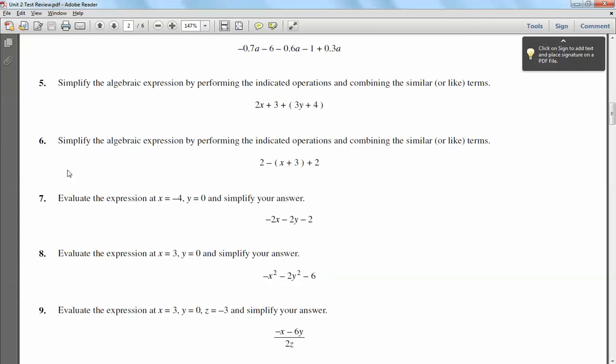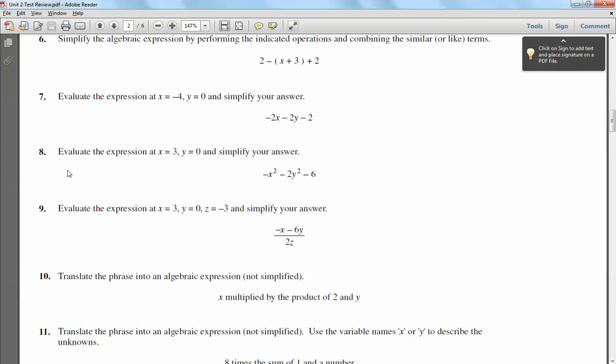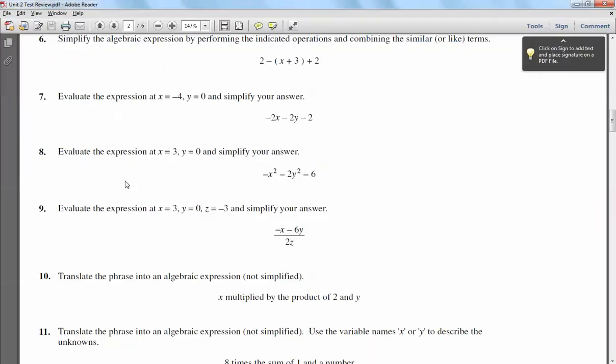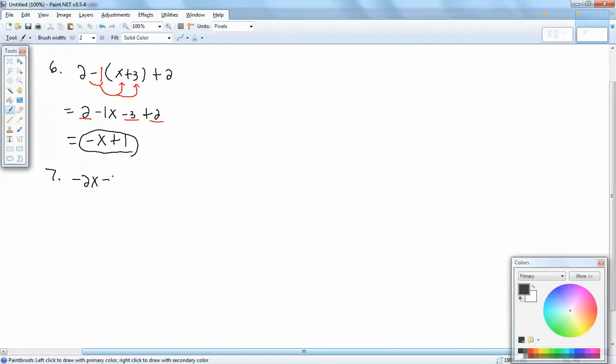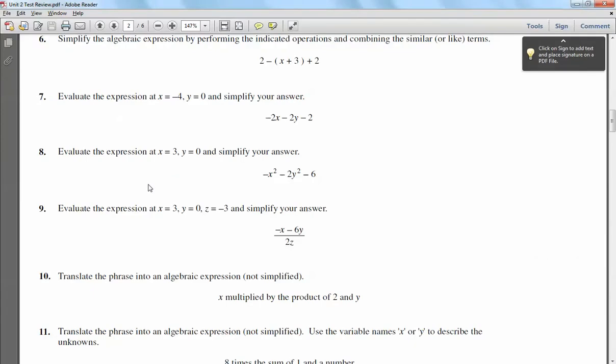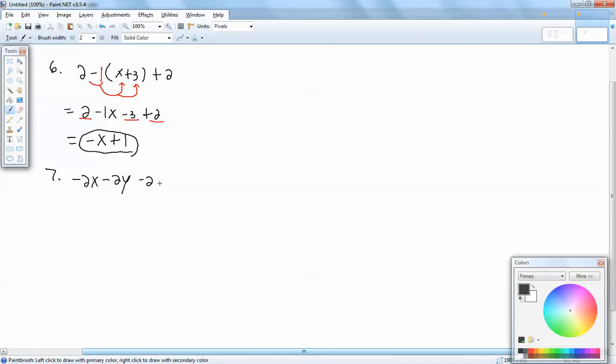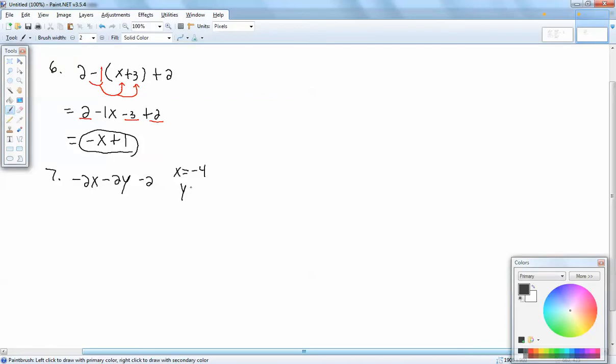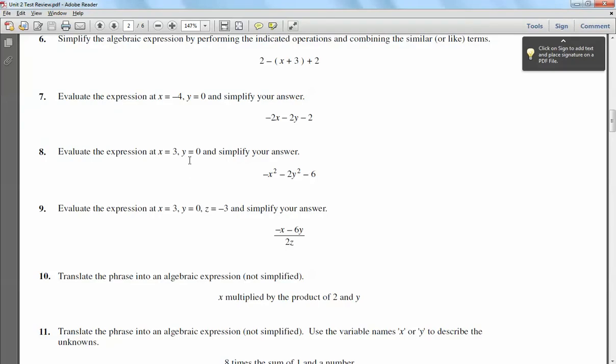7. We've got negative 2x minus 2y minus 2. And x is equal to negative 4. And y is equal to 0. And we want to evaluate the expression.